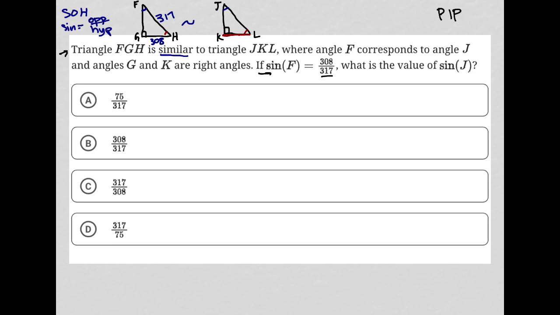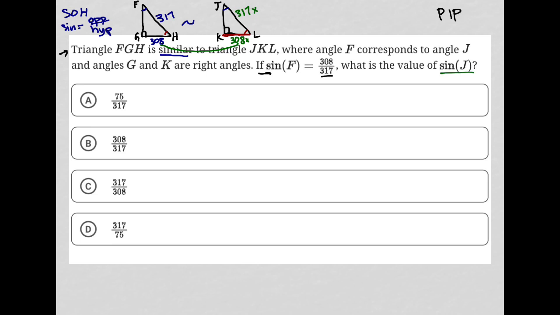Now, how does this help me? Well, it helps me because I can then label KL, for instance, as 308x, where that x represents this unknown value that I'm going to multiply by 308 and represents the fact that this is proportional to that. And same thing here with my hypotenuse. It's like a 317x. So the question goes on to say, what is the value of sine of J?